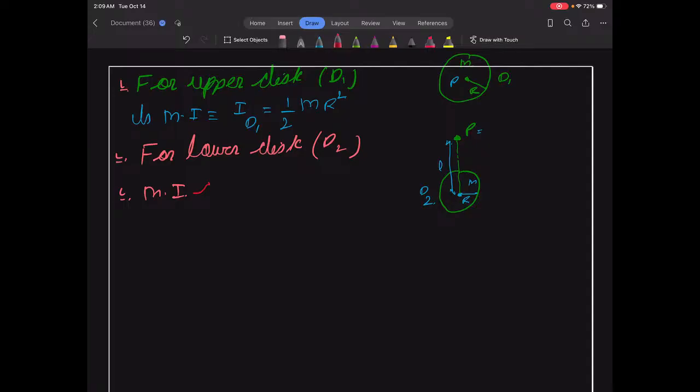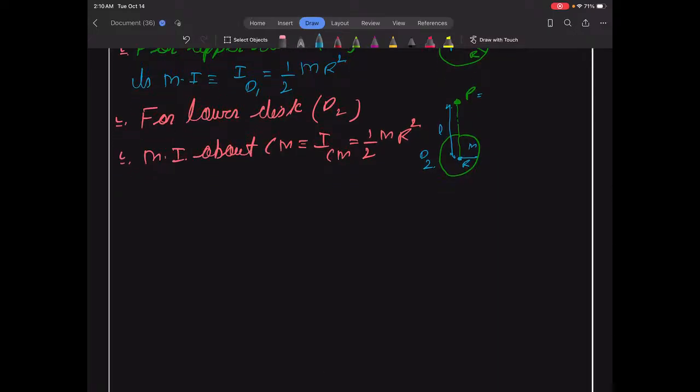Its moment of inertia about center of mass, which is our ICM, will be equal to half m r square. And second, and then we come to the pivot point P.